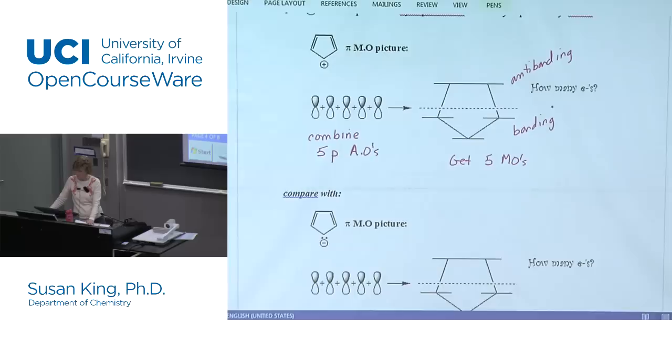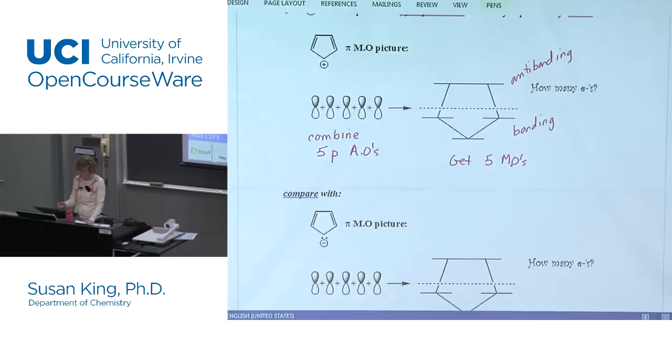Not when there's an odd number like this. There's no way to do that, right? Yeah. And that's getting really hardcore PCAM, outside the scope of this class. Okay, so we combine the 5 p atomic orbitals, we get 5 molecular orbitals.